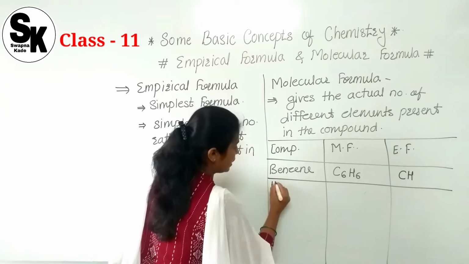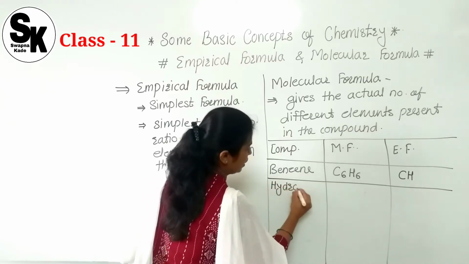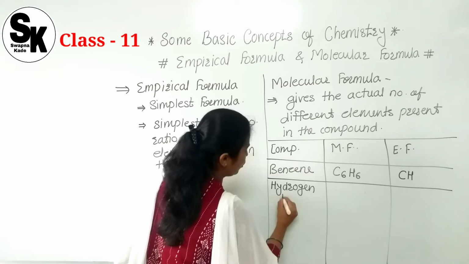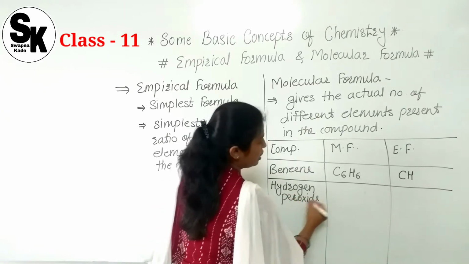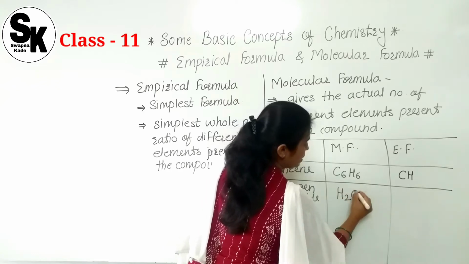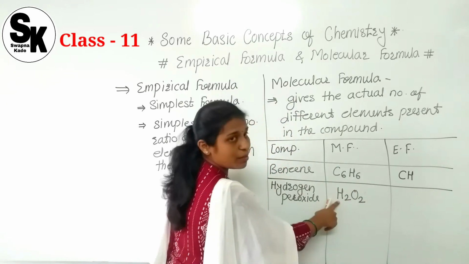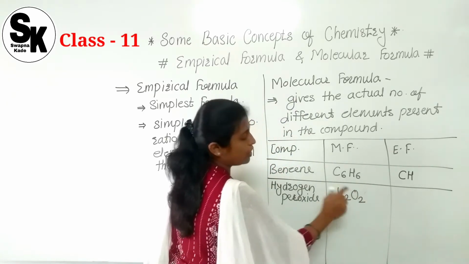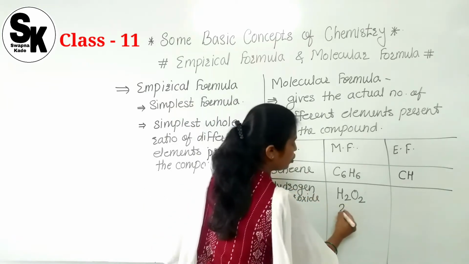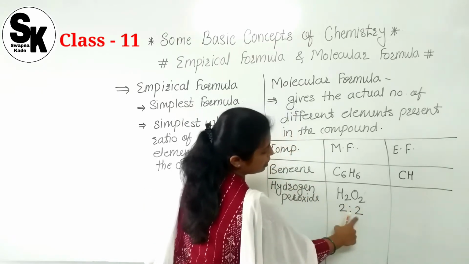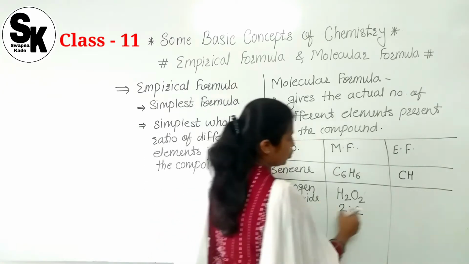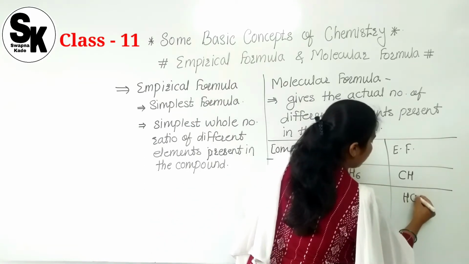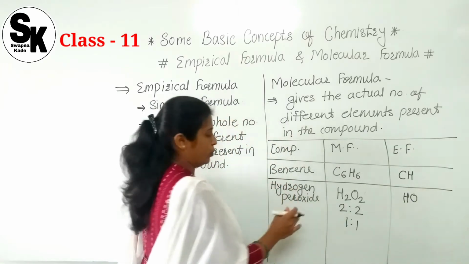Next example is hydrogen peroxide. The molecular formula of hydrogen peroxide is H2O2. Which elements are involved? Hydrogen and oxygen. What is their number? 2, 2. This ratio can also be written as 1:1. So its empirical formula will be HO.